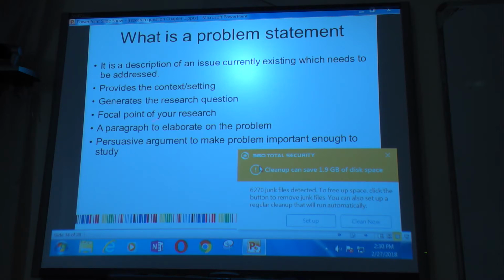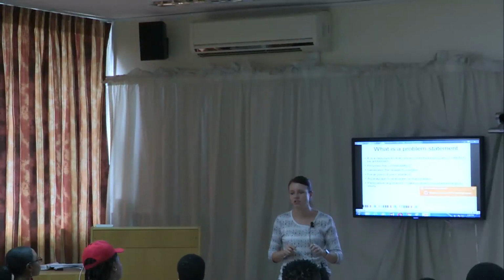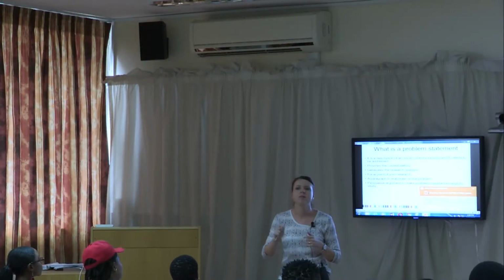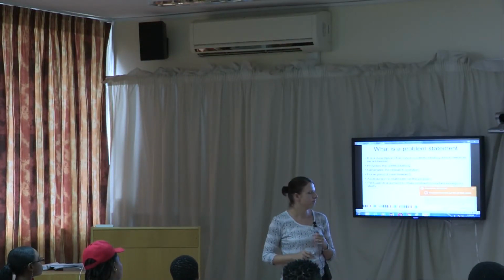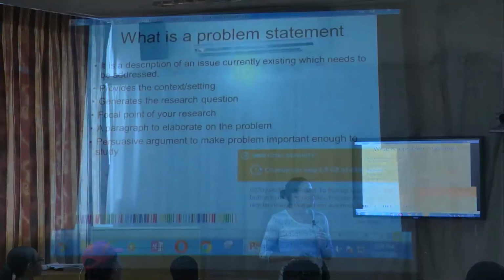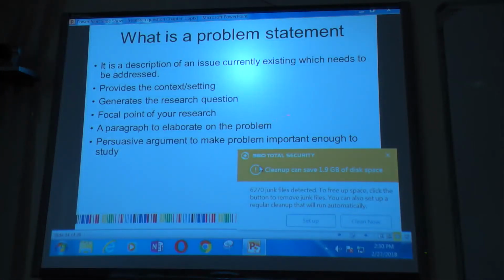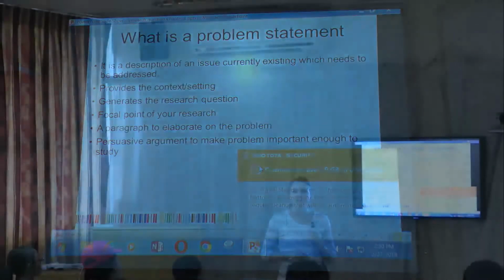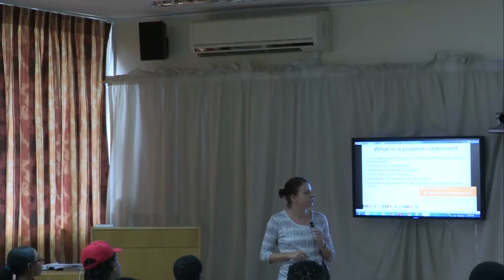That's why we say the research problem is the focal point of your research, because everything in your project must lead to the solution. The methods that you choose must lead to a solution. It is a paragraph to elaborate on the problem. So you're going to write this statement in the form of a paragraph, and it includes persuasive arguments. You are going to persuade me to believe that there is an actual problem.